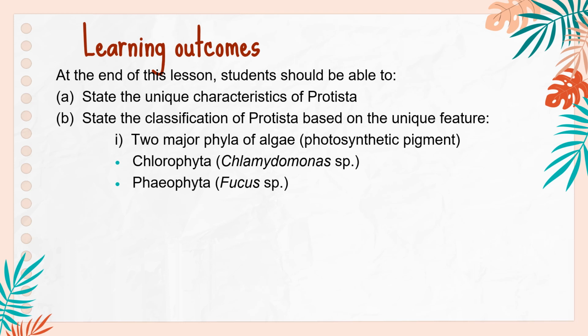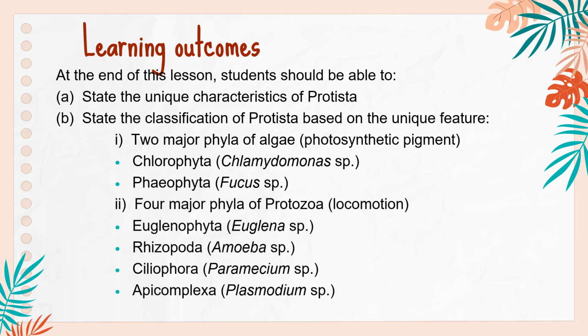Number 1, two major phyla of algae: phylum Chlorophyta and phylum Phaeophyta. Number 2, four major phyla of protozoa: phylum Euglenophyta, phylum Rhizopoda, phylum Ciliophora, and phylum Apicomplexa.